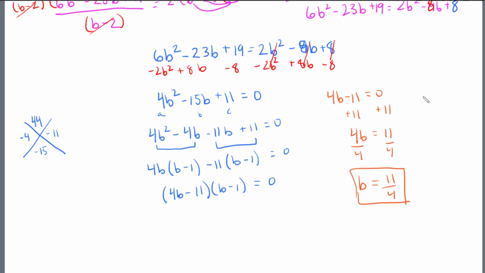Second solution, set b minus 1 equal to 0. Add 1 to both sides. You get b equals positive 1. And that's it. Those are our answers.